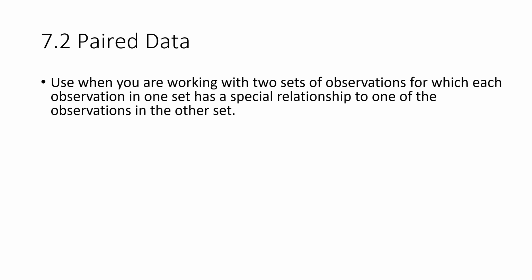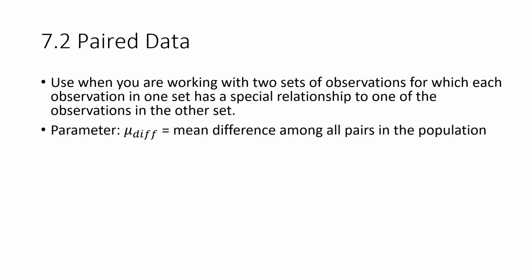But since I have two measurements on each car, those two measurements are naturally related to each other. And so when we have paired data like this, we're going to focus on the difference between the two observations within a pair. So the parameter of interest becomes the mean of the differences among all pairs in the population. The point estimate is the mean of the differences that you calculate from your sample.